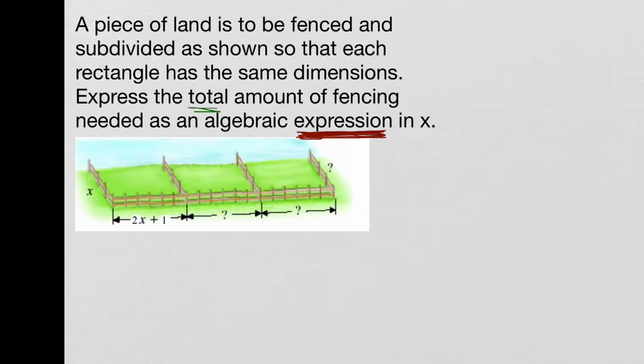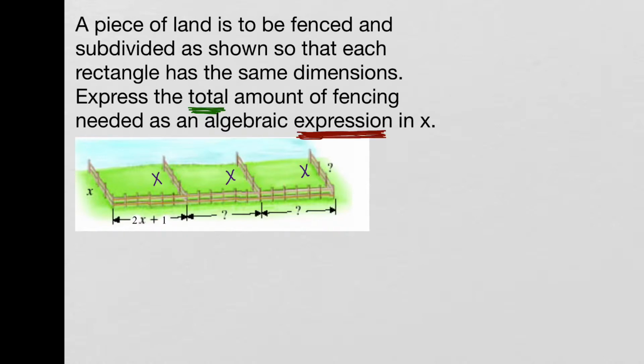So it says that we're looking for the total amount of fencing. So we're looking for a total. Total in math means to add. If we look at this fence as shown in the picture, we have x is the length of this fence. They're divided evenly with the same dimensions, so that means this length of the fence is also x. So I'll go ahead and write that in. That length of the fence is also x, and this length of the fence is x, and this length of the fence is x.